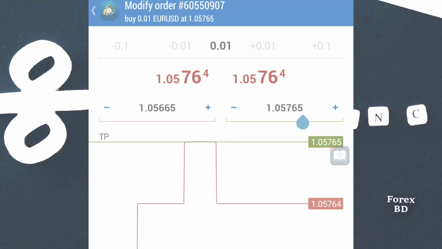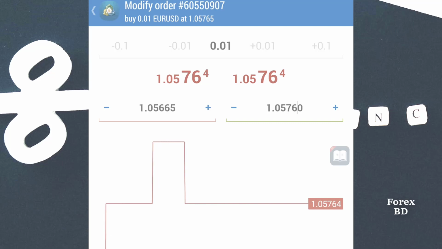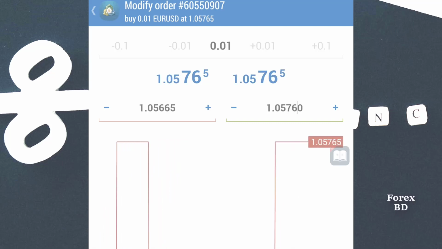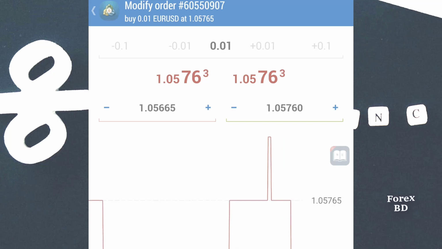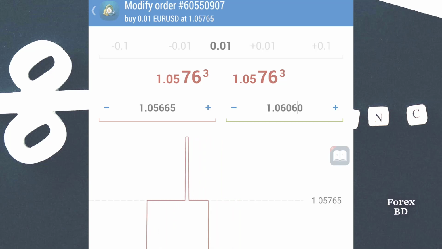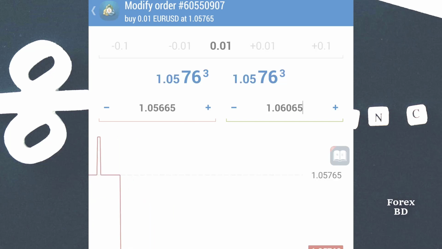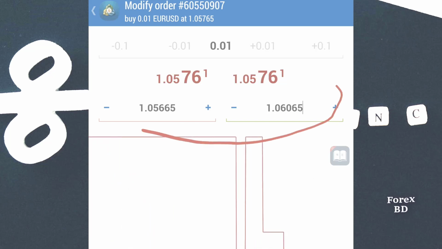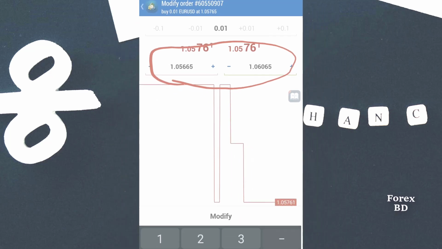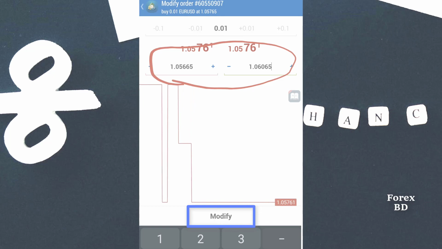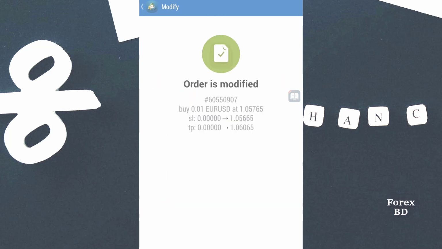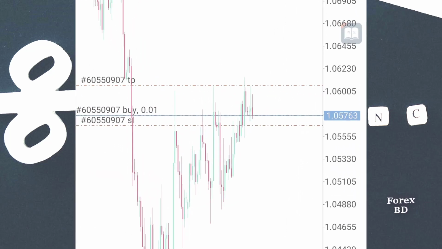Now we want to take 30 pips of TP, so in that case, we have to set up TP above 300 points as there are 5 digits after the decimal. So the entry point is 1.05765, and if you add 300 points to it, it will be 1.06075. Then we will write this point in the TP option. So we wrote it. Then click on the Modify option to finish the job. You can see we have set up SL and TP. You can do the same on a PC.